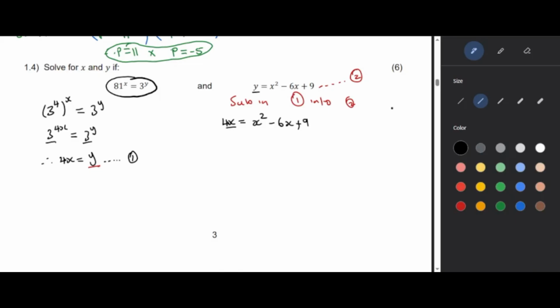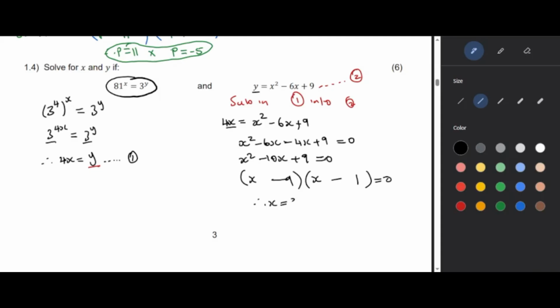So now let's group the like terms. This will be x squared minus 6x. The 4x comes to this side to be negative 4x plus 9. Then everything is 0. So this will be x squared minus 10x plus 9 equals 0. Can we factorize this? Yes. So now, please remember to use the quadratic formula if you don't know how to find the factors. But looking at this, the factors are just 9 and 1, and since it's positive, both of them should be negative. So x is equal to 9, or the value of x is equal to 1.